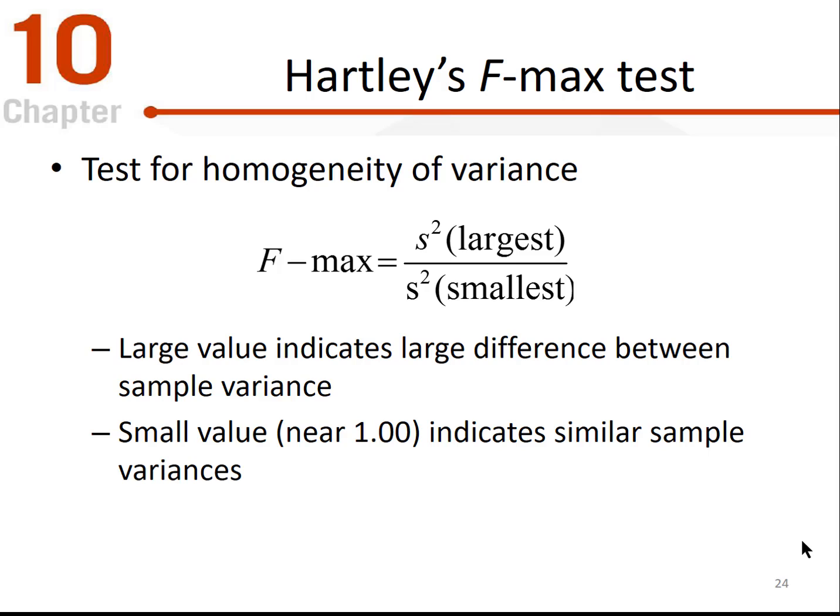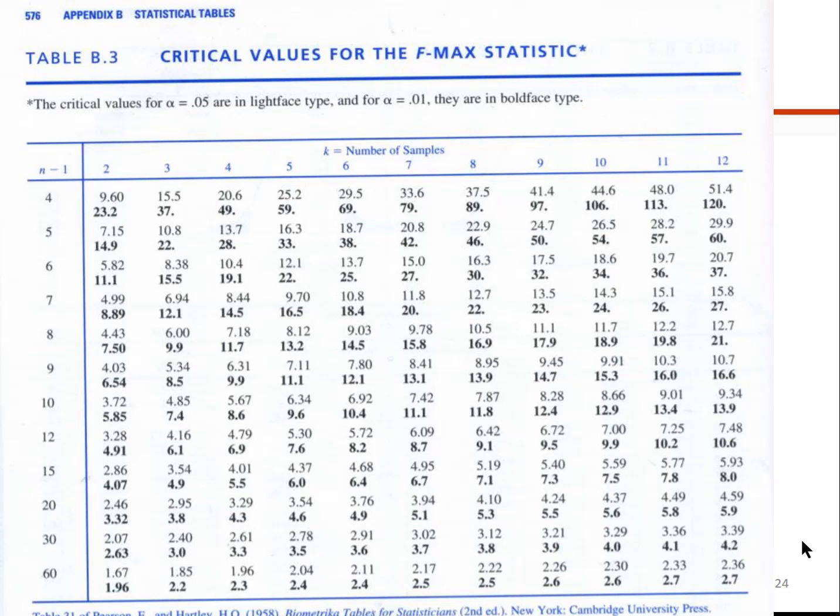A large value indicates a large difference between sample variances. So a small value, usually near 1, indicates very similar sample variances. Please look at table B3 on page 576, because here you can see we're going to need k and n minus 1 for that. N minus 1, again, not a problem, because that's the number of people, and k is just the number of samples. If your calculated F-max value is smaller than the critical F-max value, you can conclude that the data do not provide evidence that the homogeneity of variance assumption has been violated.